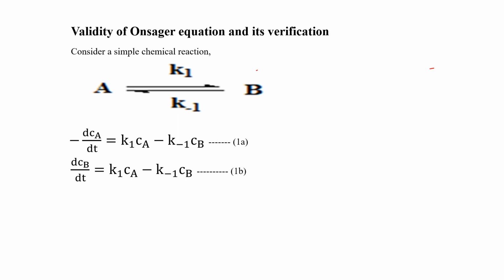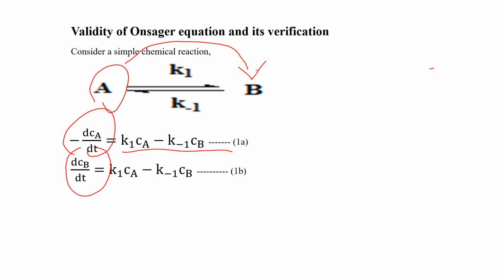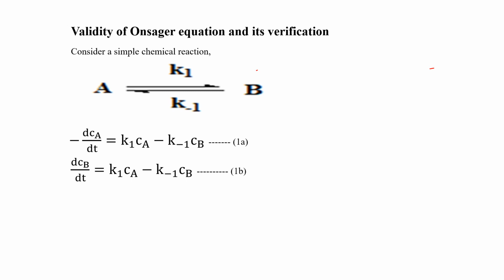Now the rate of disintegration of A, since A is converted automatically to B, can also be used as the rate of formation of B. So the same value can be written as dCb by dt is equal to K1 Ca minus K minus 1 Cb.